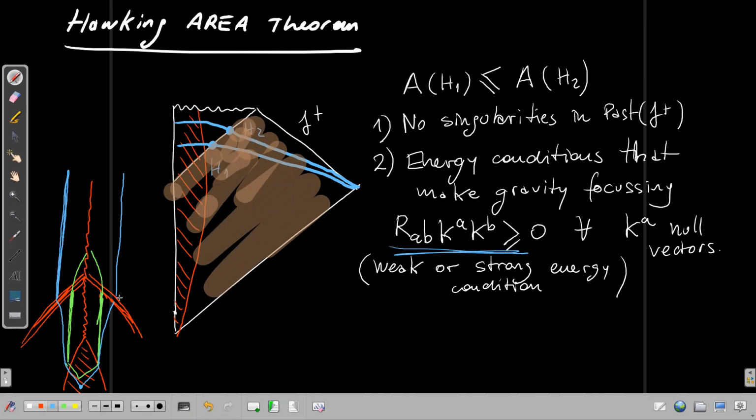I have a question, Alejandro. Yes. Regarding the first assumption, how does the theorem fit in a cosmological background where you have a Big Bang and so a singularity in the past?